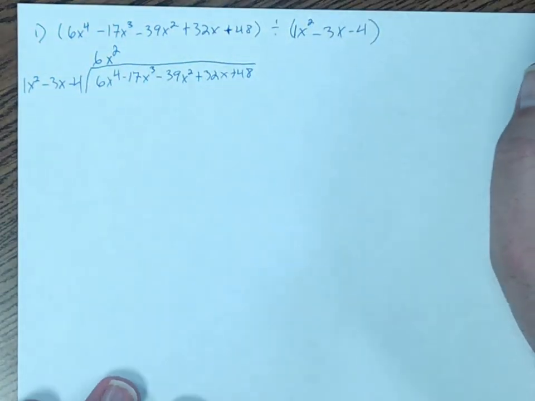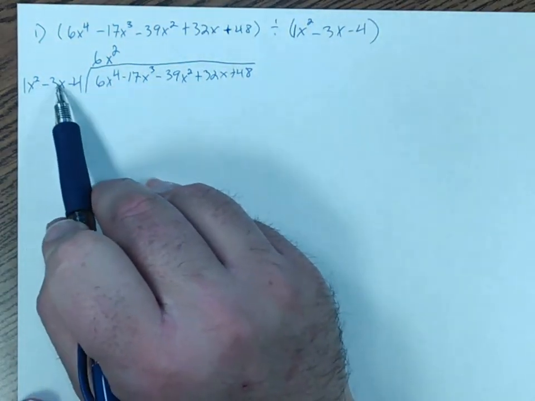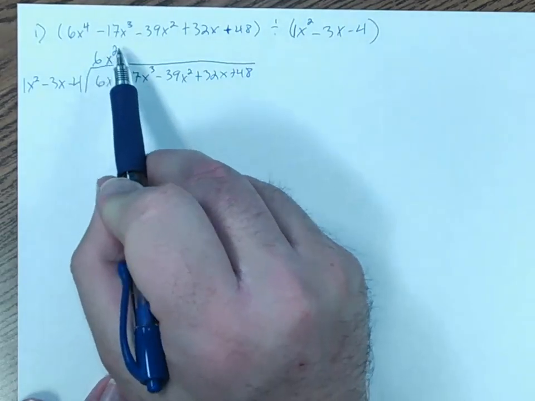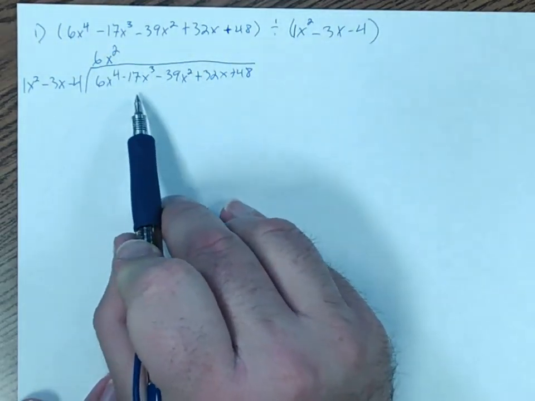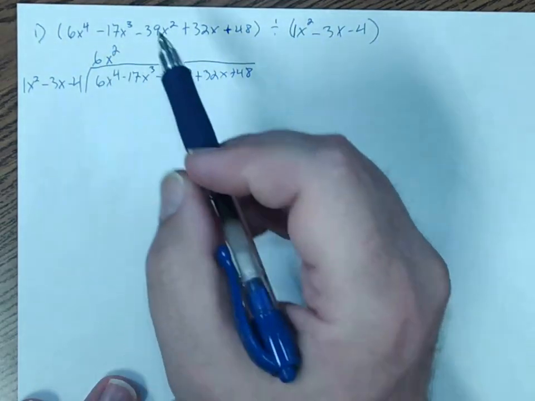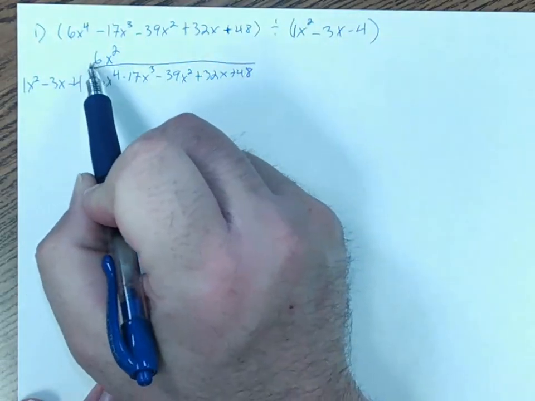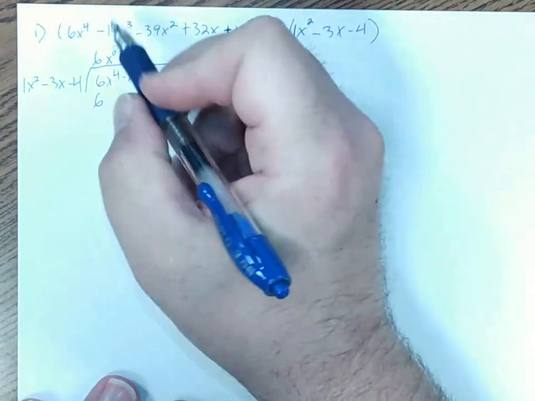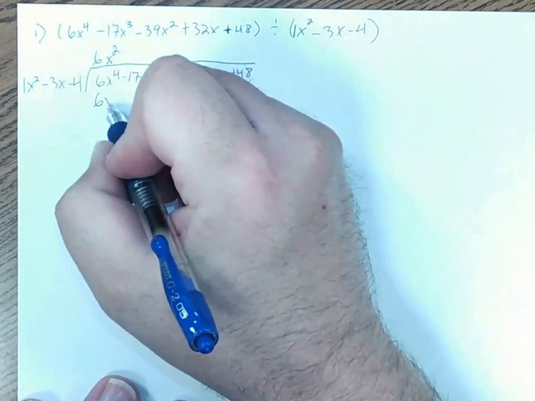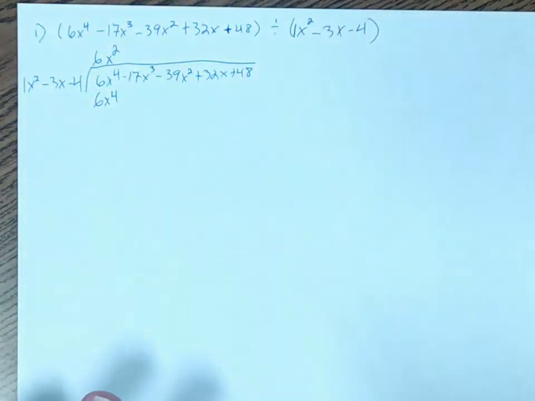The next step is multiply. I'm going to multiply all 3 of these terms by 6x squared, and I'm going to put the result underneath these 3 terms. So let's start with the first one. 6x squared times 1x squared. 6 times 1 is 6. X squared times x squared is x to the 4th. So far we're doing great.